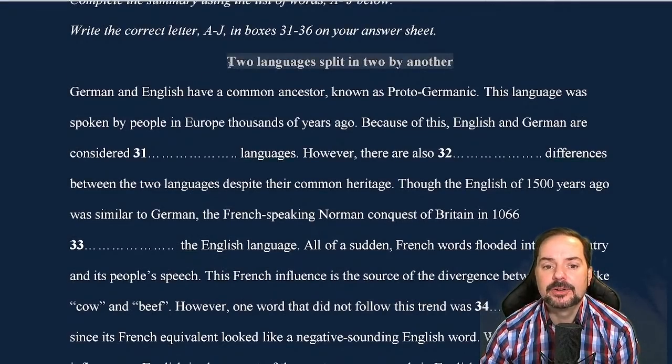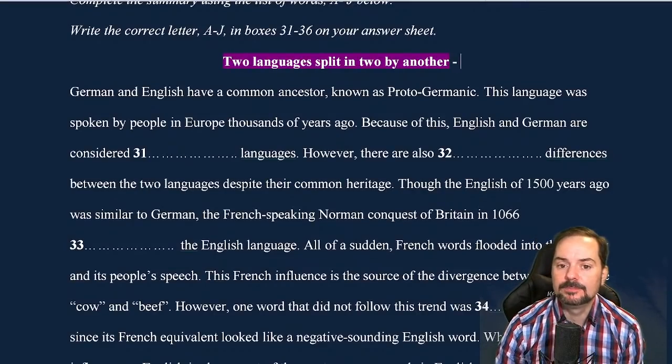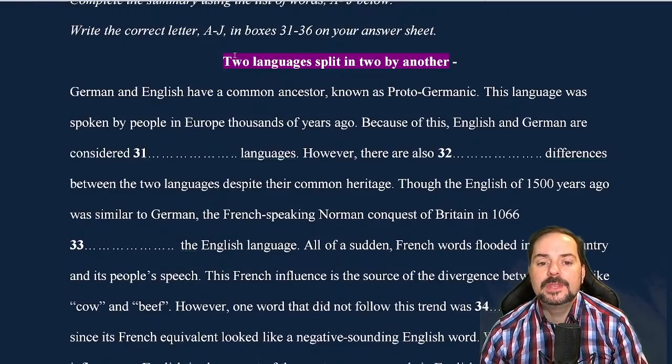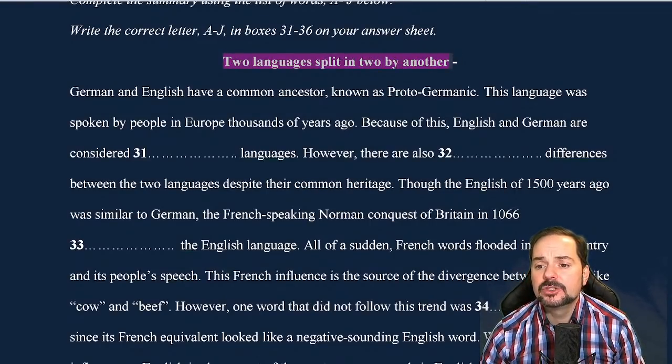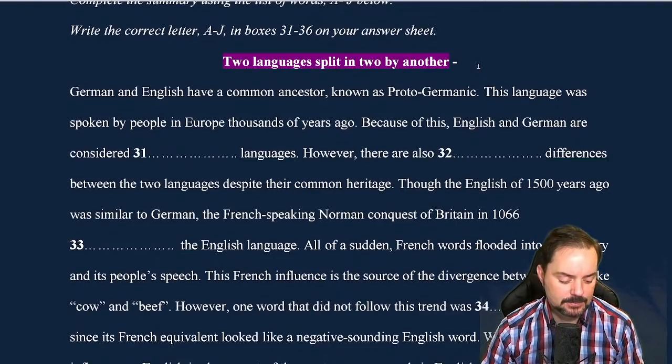So here we have a title, okay? When you have a paragraph like this, you really want to pay attention to the title. This here says two languages split in two by another. What's the language that's splitting them apart?